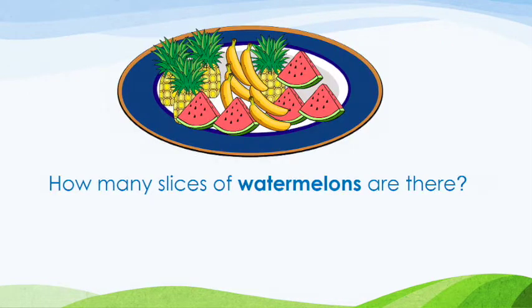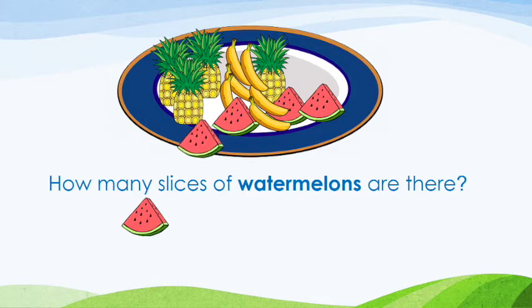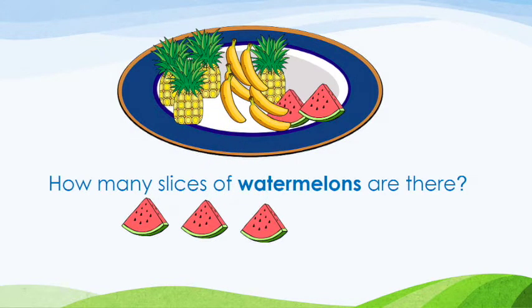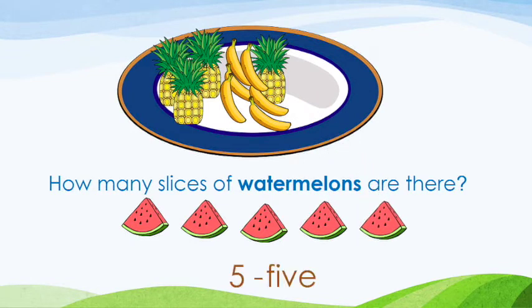How many slices of watermelons are there? Let's count, boys and girls. 1, 2, 3, 4, 5. There are 5 slices of watermelon.